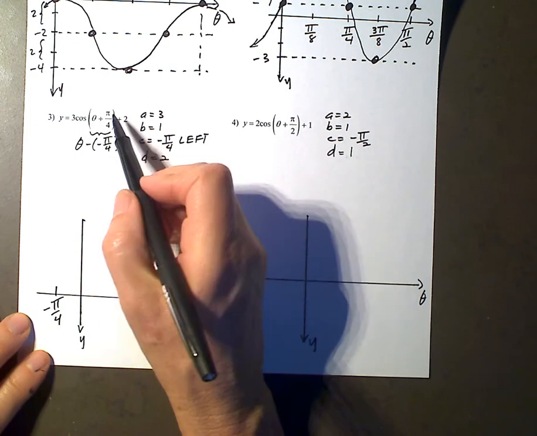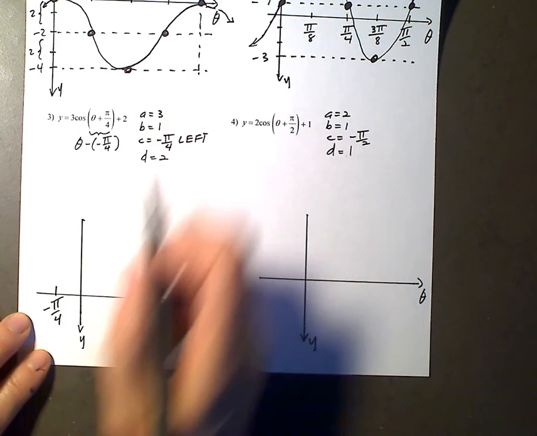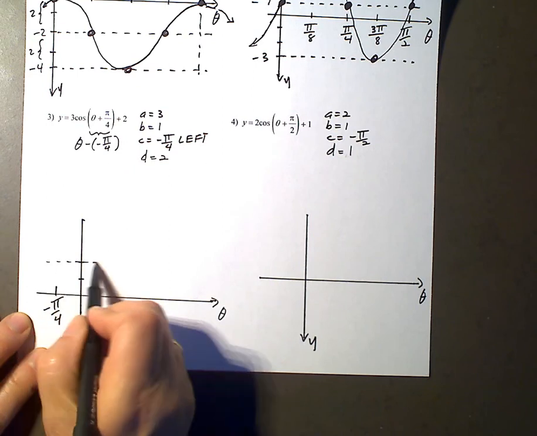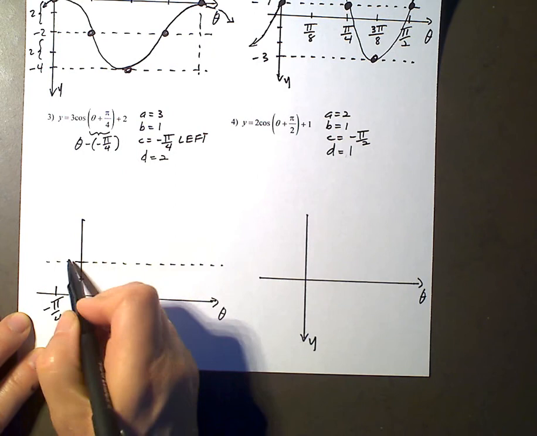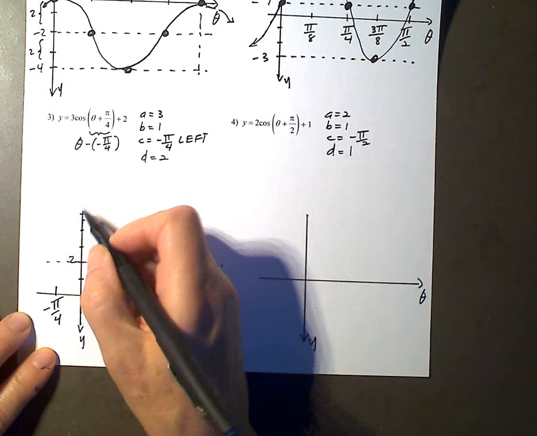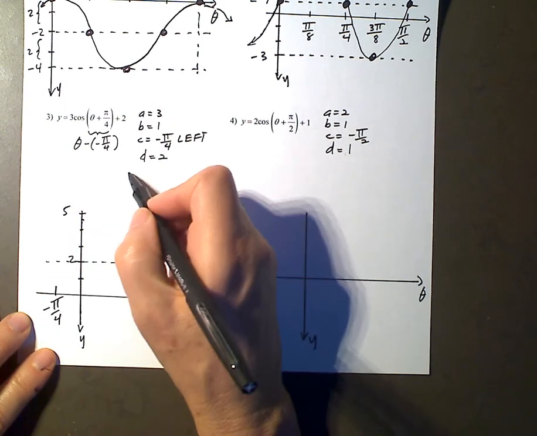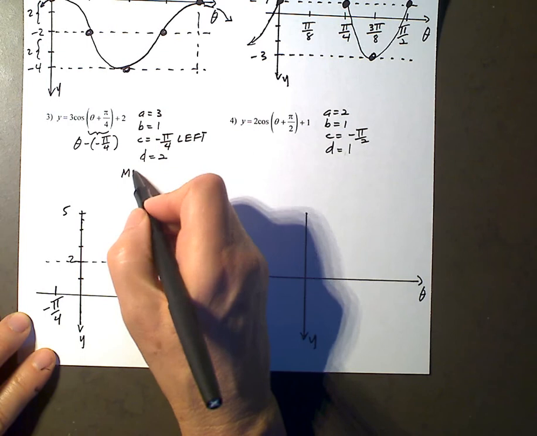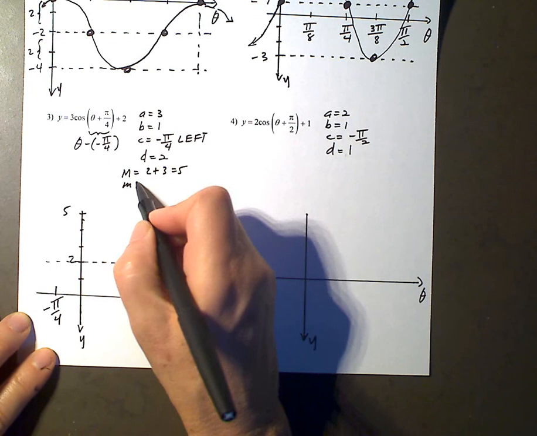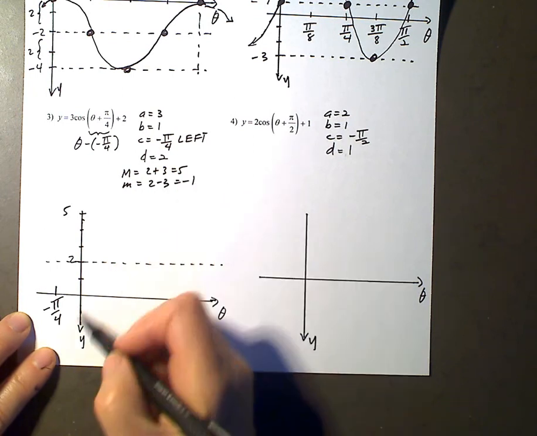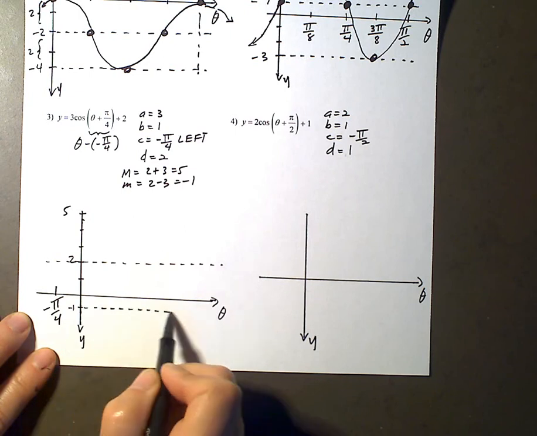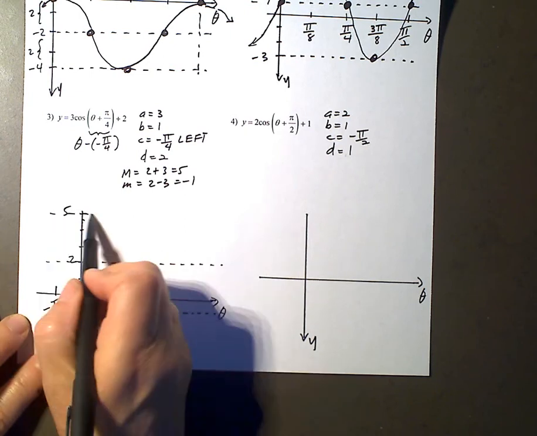So this function goes, d is 2, so we've got a vertical shift where the midline of the function is going to be up here at 2, and the amplitude is 3, so 3, 4, 5, so 3 above that. So let's see, the maximum value is going to be at 2 plus 3, or 5. The minimum value will be at 2 minus 3, or -1. So that's going to be down here, -1, and the maximum up here at +5.